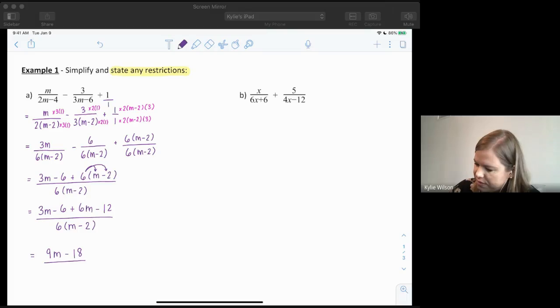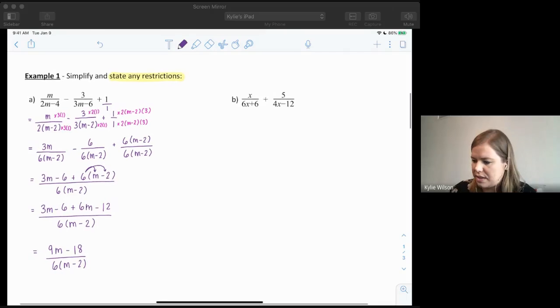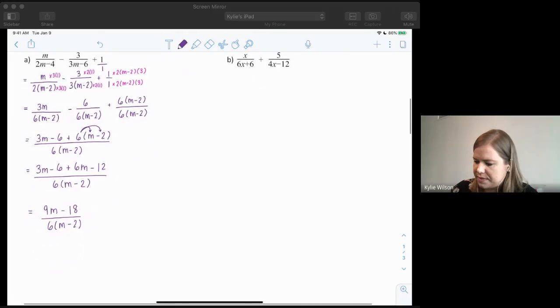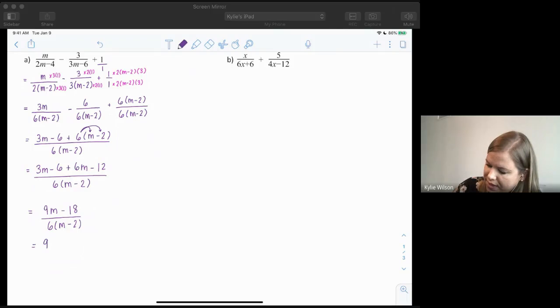All over 6m minus 2. Now, to simplify, I'm going to factor as much as I can in the numerator. So I can take out a 3, actually I can take out a 9 here. I'm left with m minus 2 all over 6m minus 2.